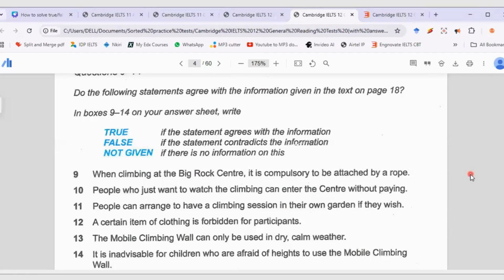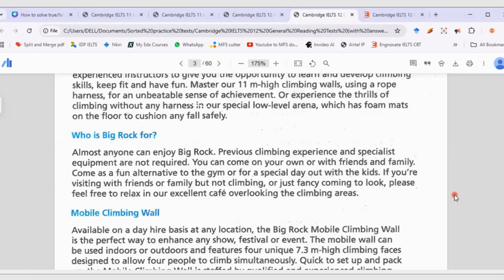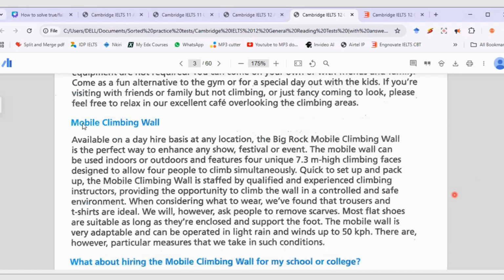You can have a climbing session in your own garden. Garden is a keyword here. Climbing session is a keyword here. If wish is also a keyword here. So let's go back to the passage. Next paragraph now. Mobile climbing wall. Available on a day hire basis at any location. That's our answer. That statement is supported.